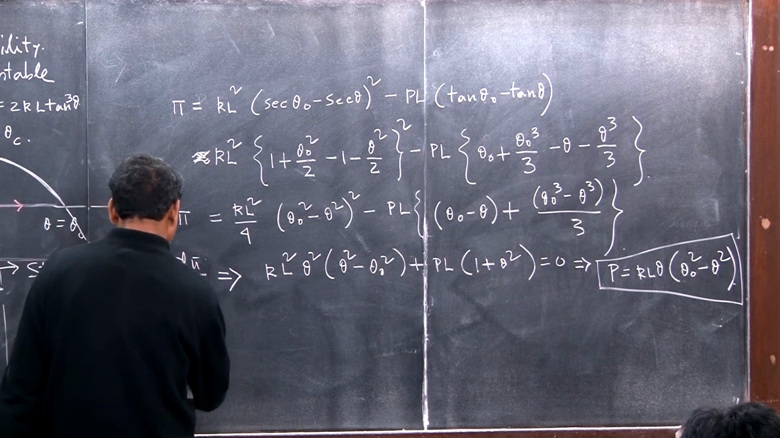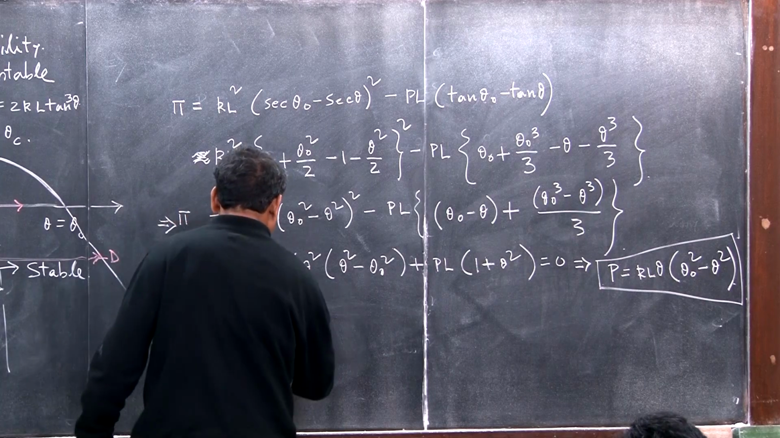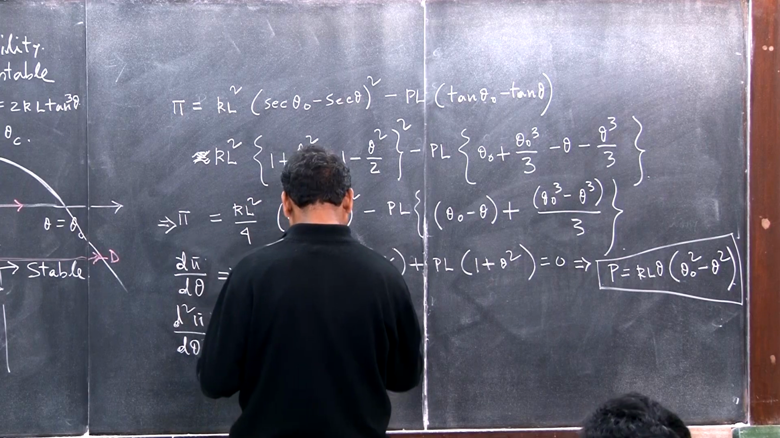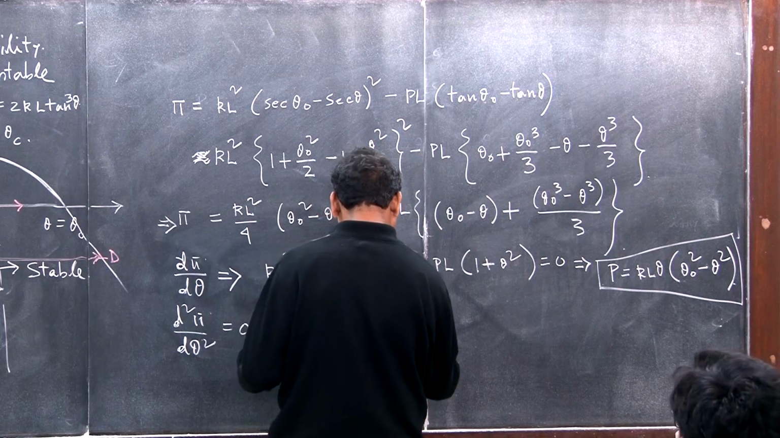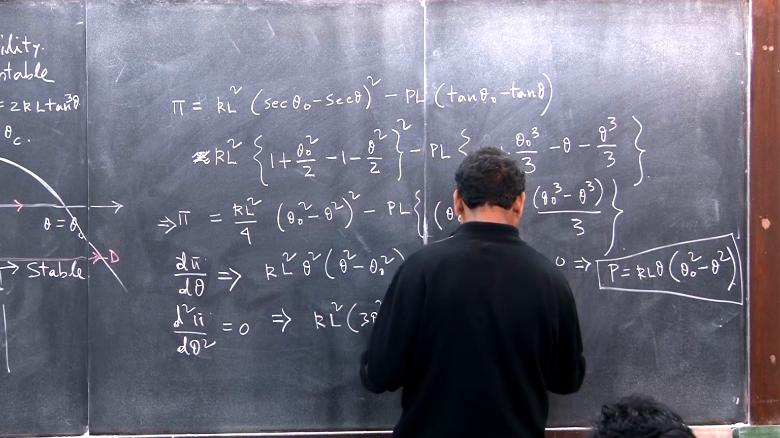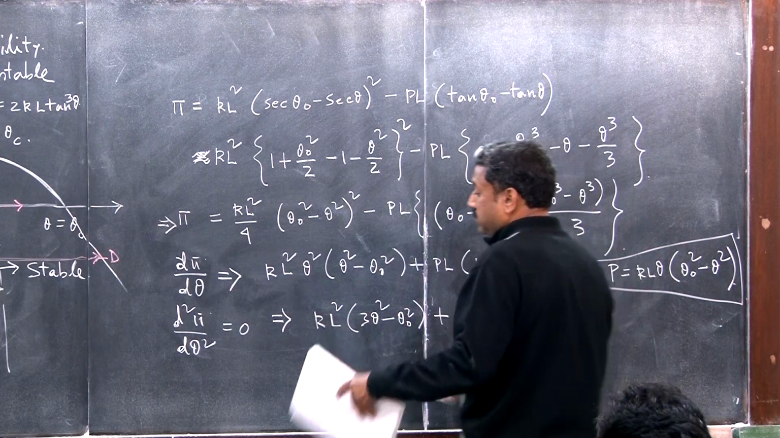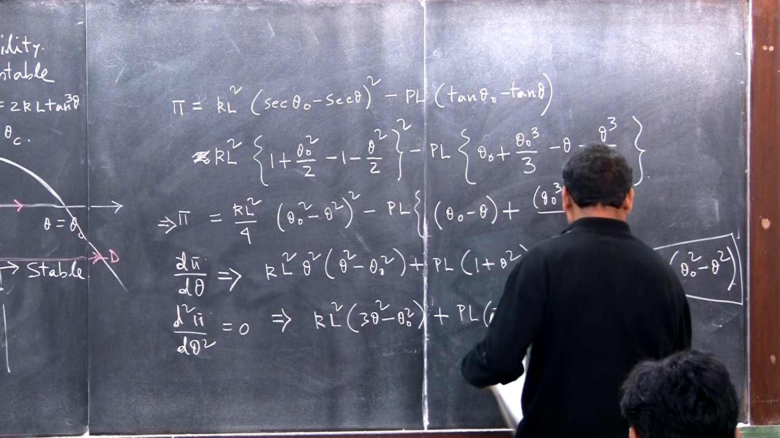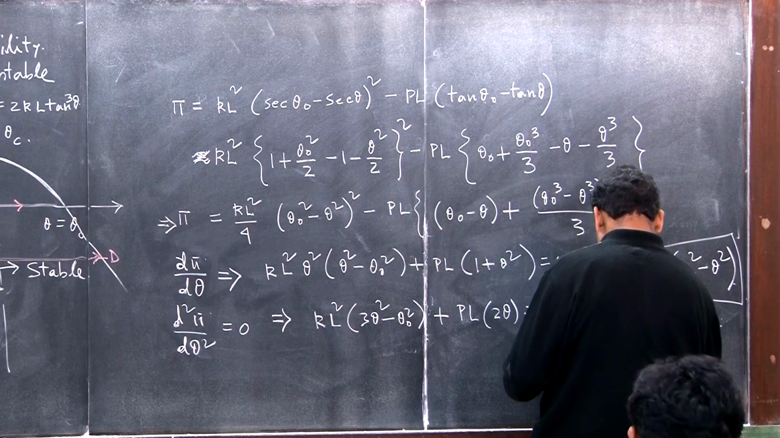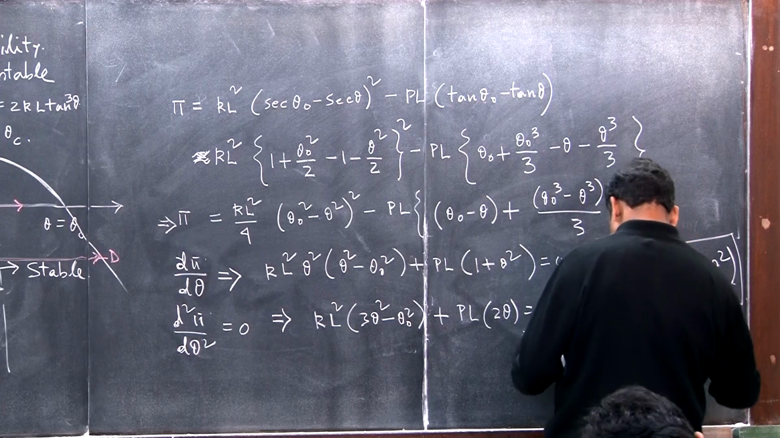Now, we will do second order differentiation. If you differentiate it further, then you will see k L square (3 theta square minus theta 0 square) plus P L 2 theta is equal to 0, and of course d2 Pi d theta square equal to 0 will give you P critical. So here you will get P critical is nothing but k L by 2 theta (theta 0 square minus 3 theta square).